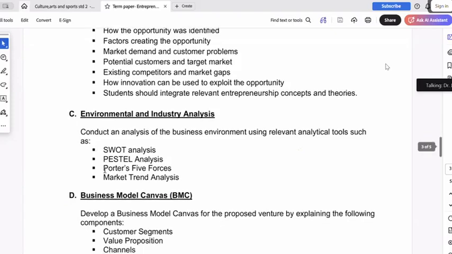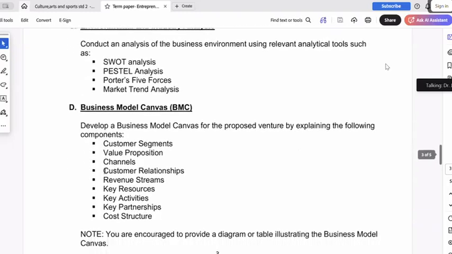So the fourth part, or the D part, will be about the business model canvas, BMC. That means you need to develop a business model canvas for the proposed venture by explaining the following components within the business model canvas: market segment, value propositions, the channels, customer relations, revenue streams, key resources, the key activities, key partnerships, as well as the cost structure. That will be a business model canvas, which always comprises nine elements.